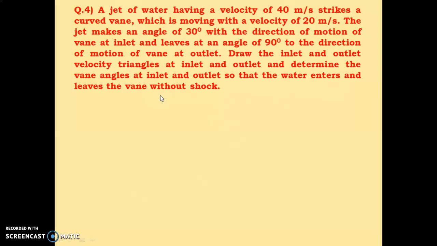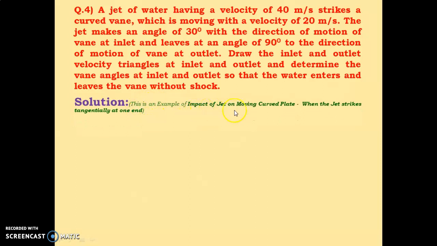Now, this is an example of impact of jet on moving curved plate when the jet strikes tangentially at one end. Okay. In this problem, we are going to draw the inlet velocity and the outlet velocity triangle. First, we will see what are the given points. Okay. What is given in the problem?